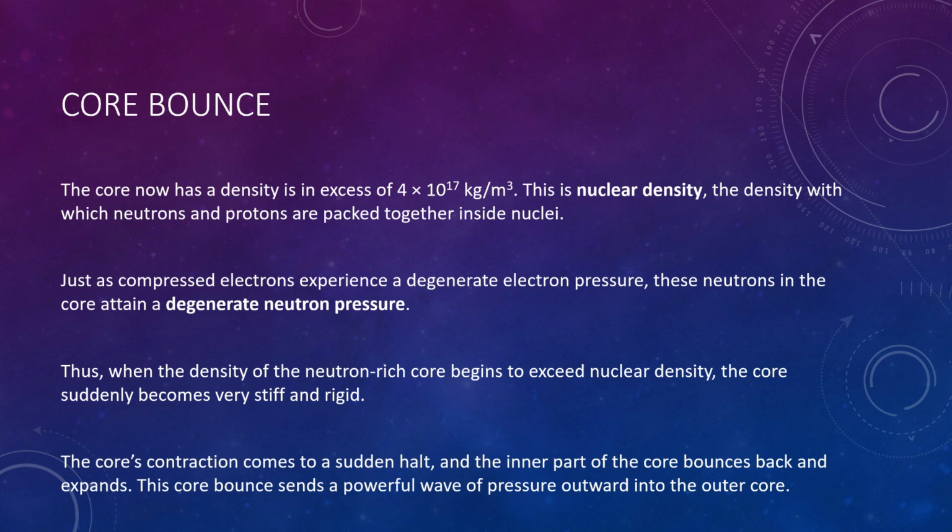Matter at nuclear density or higher is extraordinarily difficult to compress. Just as compressed electrons experience degenerate electron pressure, these neutrons in the core attain a degenerate neutron pressure. Thus, when the density of the neutron-rich core begins to exceed this nuclear density, the core suddenly becomes very stiff and rigid. The core's contraction comes to a sudden halt, and the inner part of the core actually bounces back and expands.